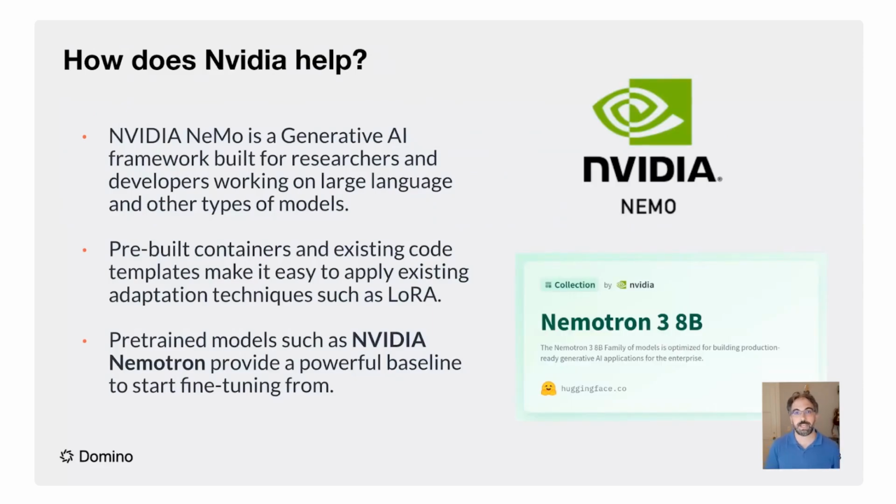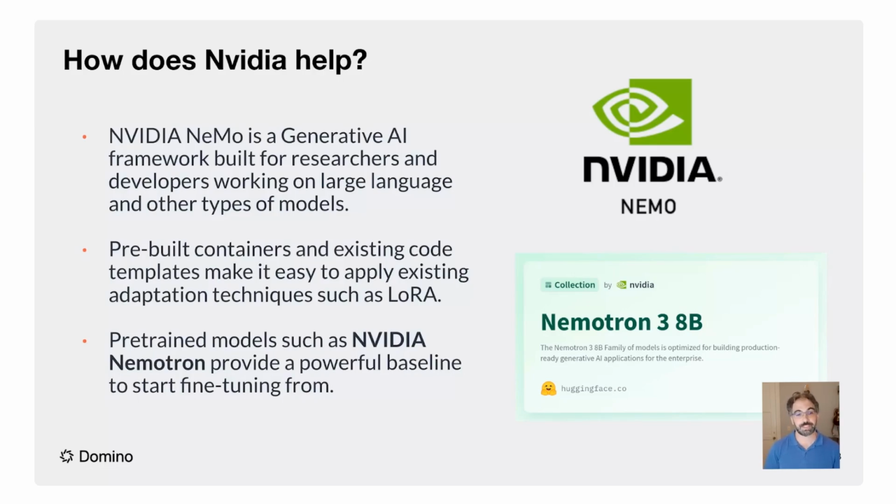So how does NVIDIA help us with this process? So there's 3 things NVIDIA supplies that can help, and I'll talk a little bit more about each of these. First is NeMo, which is a framework that enables you to go through an entire model training process without having to implement everything from scratch. Second is having pre-built containers and existing templates, basically assets that kickstart you in using NeMo, so you don't have to even come up with all the NeMo code from scratch. You can start even further along the process than that.